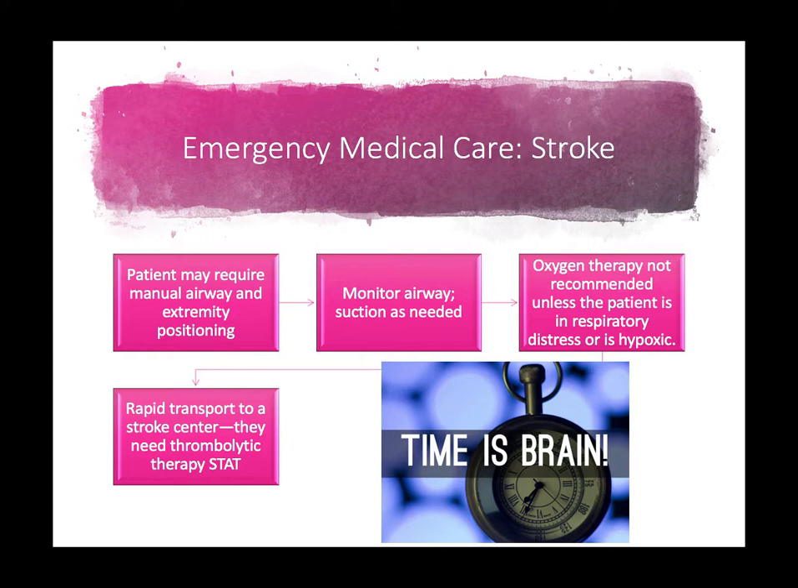Continuously talk to that patient. Make sure that they know, or you're at least telling them, what's going on. If they can't understand you, at least you're trying to tell them. And rapid transport to a stroke center. They need that thrombolytic therapy, that TPA, that's a blood clot dissolving drug. If it's given within 3 to 6 hours, it's really going to give the patient incredible results. Time is brain. We have to get them to a hospital immediately.